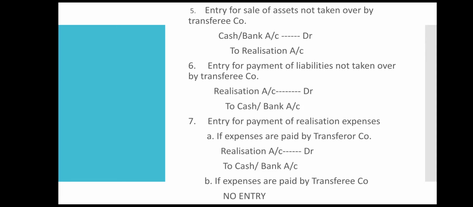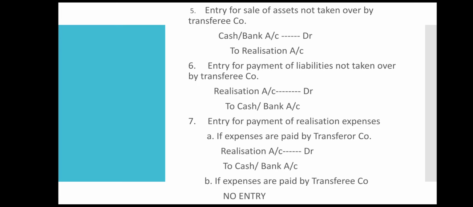Okay, next is entry for payment of realization expenses. In that you have two entries. If the expenses are paid by transferor company, now these journal entries we are passing in the books of transferor company. So if transferor company, that is the company who is selling its business, is paying realization expenses, any expenses for closing down the company will be called as realization expenses. So if they are paid by the selling company, in that case the entry will be like this, realization account debit to cash or bank account.